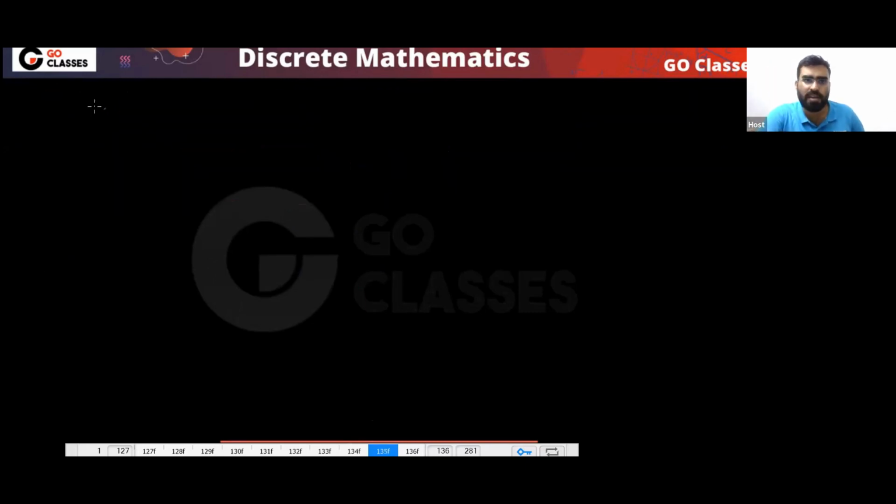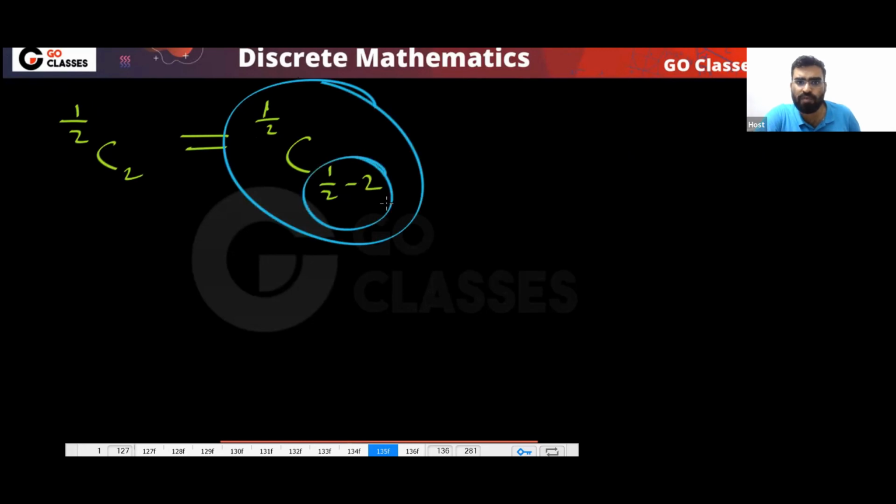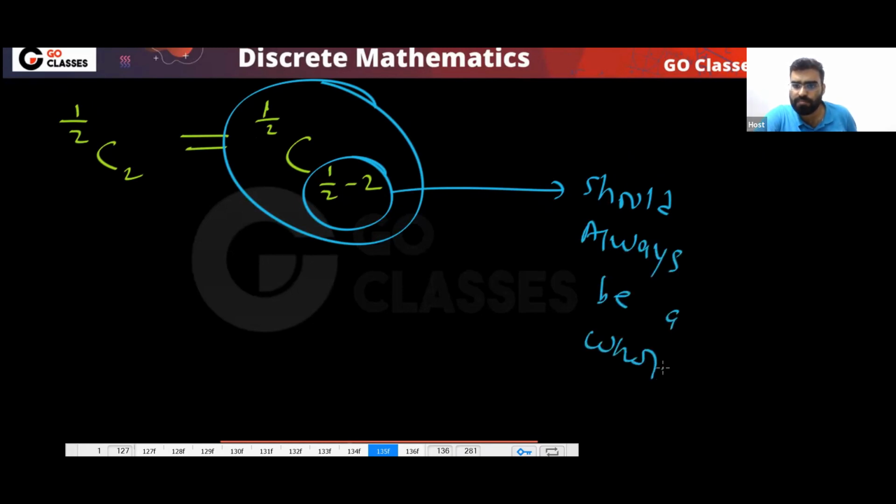For example, if I give you (half)C2, is this the same as (half)C(half minus 2)? Remember, r should always be a whole number. So this is not the same. This is not correct.